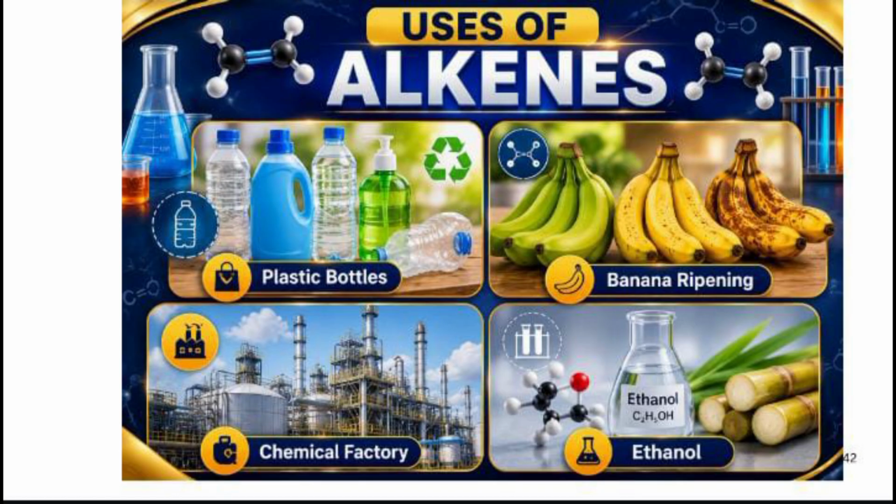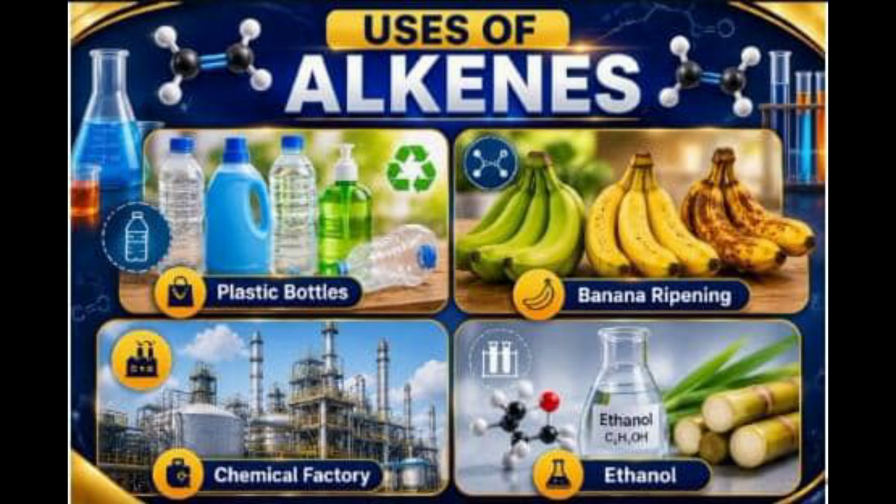Because of their reactive double bond, alkenes are extremely valuable in modern industries. One of their most important uses is in the manufacture of plastics. Ethene undergoes polymerization to produce polyethylene, one of the world's most widely used plastics.